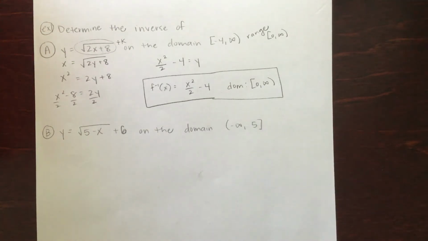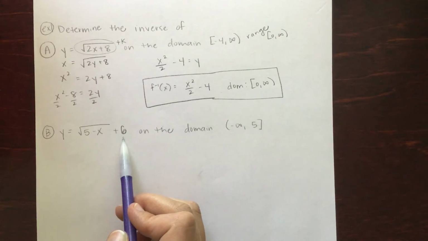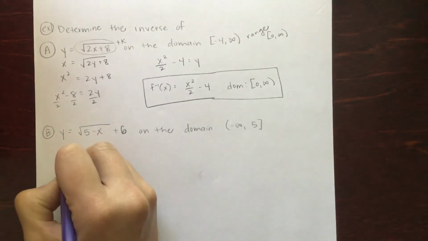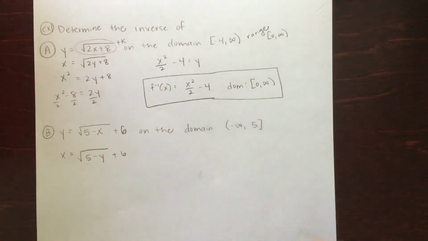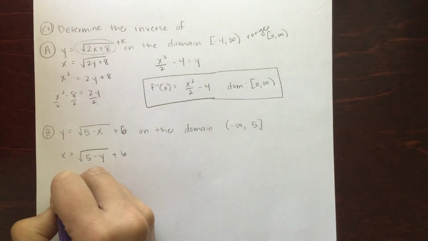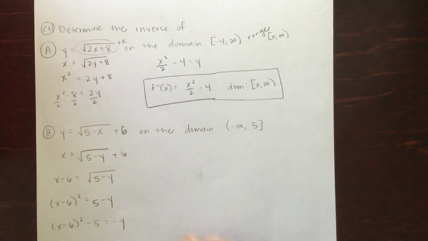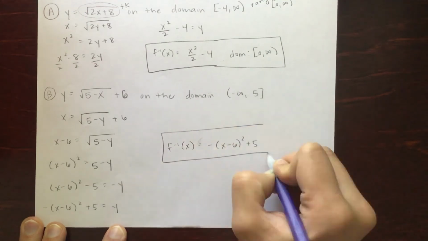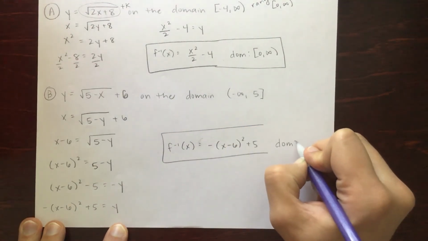Let's do another example. y equals the square root of 5 minus x plus 6 on the domain -infinity to 5. All right, let's find our inverse function first. Switch your x's and y's. Solve for y. Okay, before we say this is our final answer, we have to specify what the domain is.